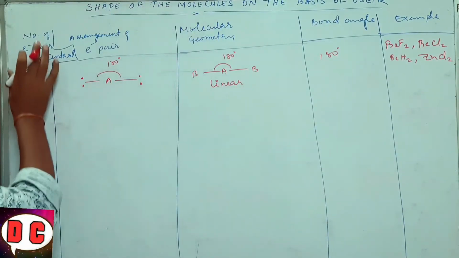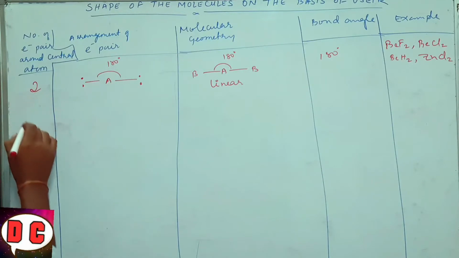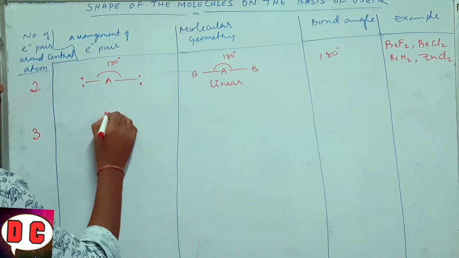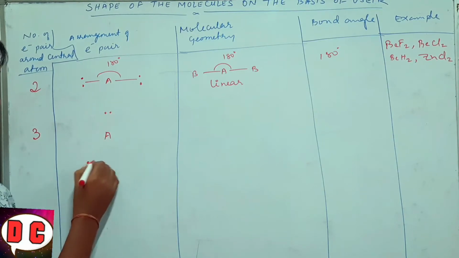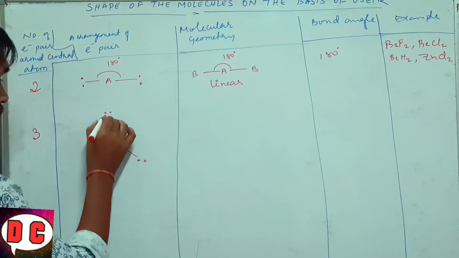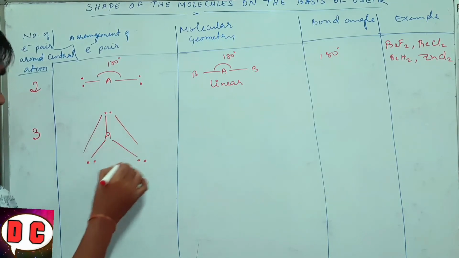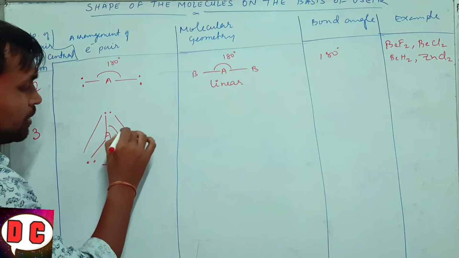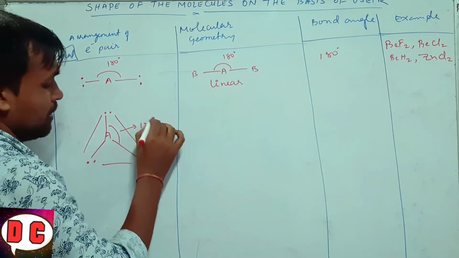Now the number of electron pairs around the central atom is, suppose, 3. Then how will the electrons be arranged? 1, 2, 3. Got it? This way we will be arranging. And what will be the angle here? The angle here will be 120 degrees.